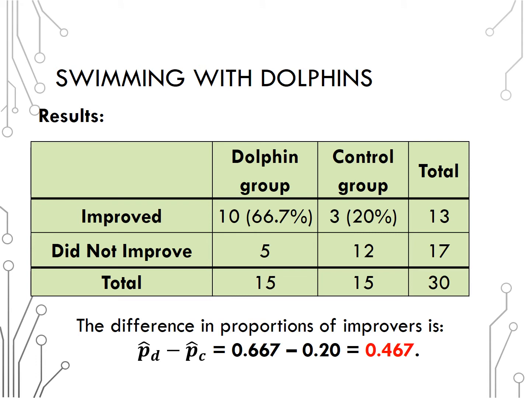In the study, we saw 10 of the 15 people in the dolphin group show substantial improvement, while 3 of the 15 in the control group showed improvement. The difference in sample proportions, or our observed statistic, would be p hat d minus p hat c equals 0.467.